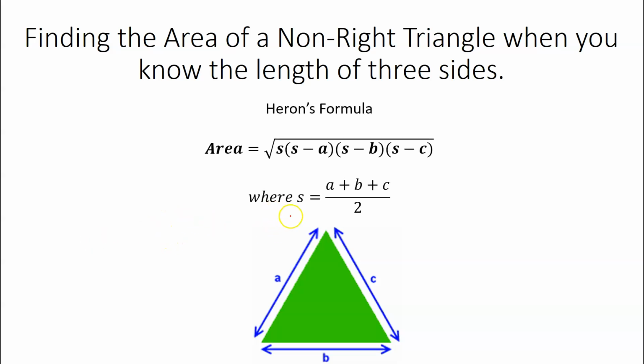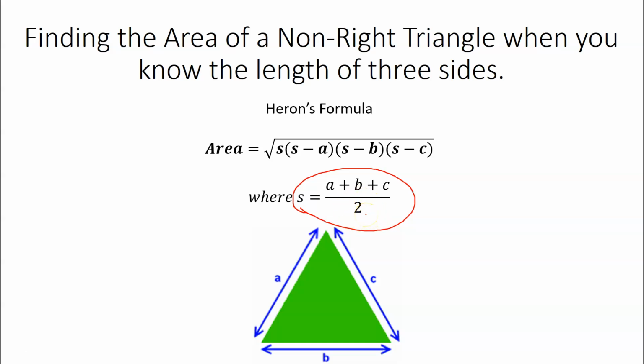His formula is a little bit strange in that it comes in two parts. You have to do one thing, and then you're going to use that for the other thing. So you cannot write down just this part. You have to write both parts. This is like step number 1. You find S. What Heron called S is that you add up all three sides, the lengths of the three sides of the triangle, and divide by 2.